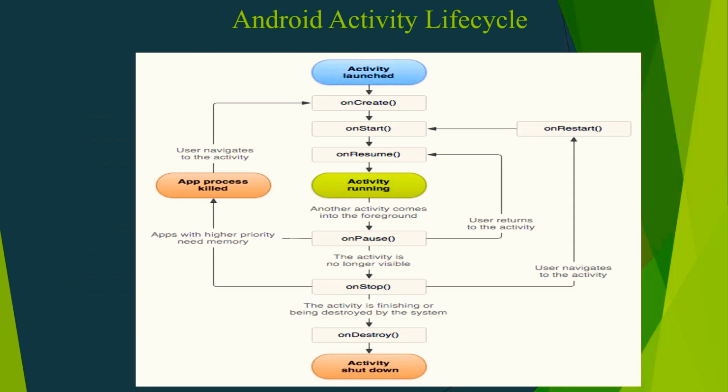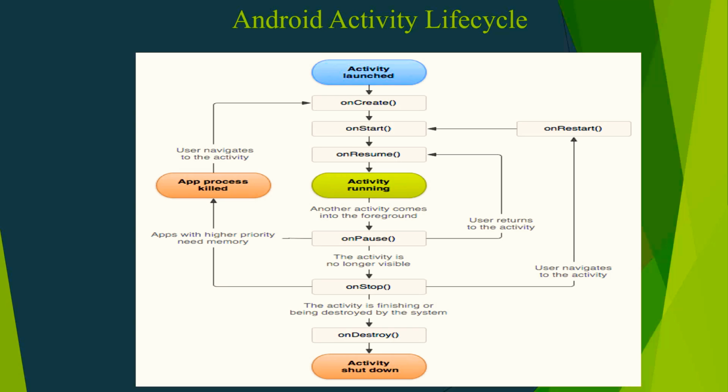So here is the activity life cycle of an Android app. As we start an app, it calls three functions: onCreate, onStart, onResume. They are called one by one in quick succession. Then our activity is running, or we can say that our app is running. If someone presses the home button or the back button, then it goes to onPause, then onStop.